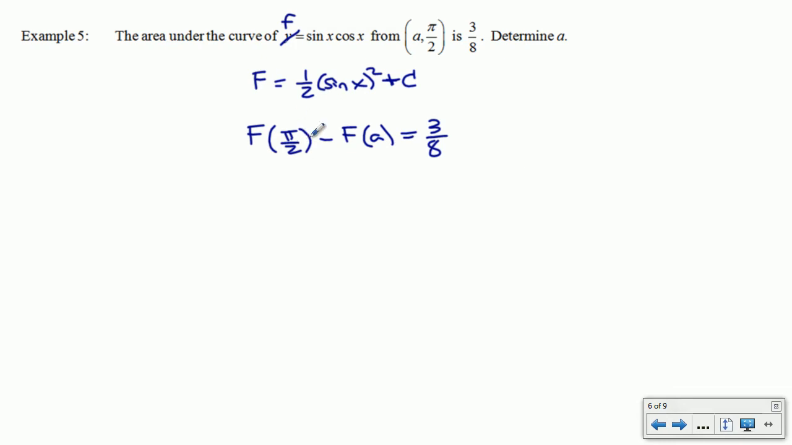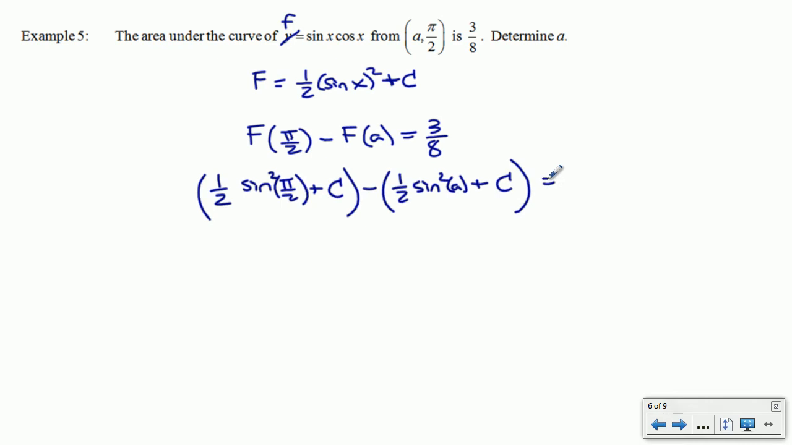So with this, we can just evaluate this expression when x is pi over 2. So we would have 1/2 sine at pi over 2 squared plus c, subtract 1/2 sine at a squared plus c, and that whole thing is equal to 3/8. Now c minus itself is 0, and sine at pi over 2 is 1, and if we square 1, it's still 1, so this whole expression first gives us 1/2 times 1, and this would just be 1/2 sine squared a, which is equal to 3/8.